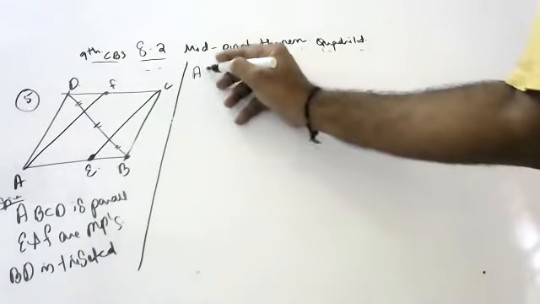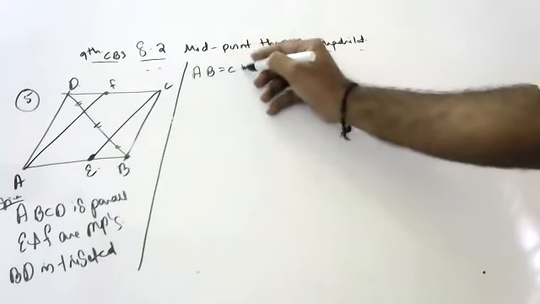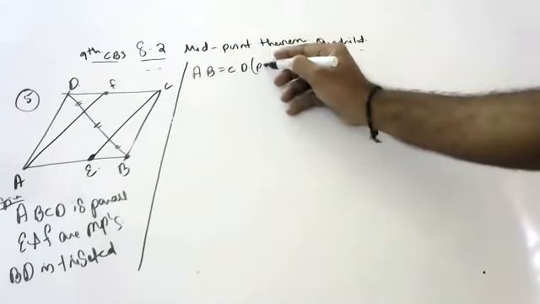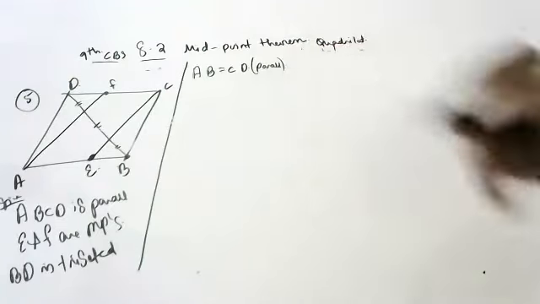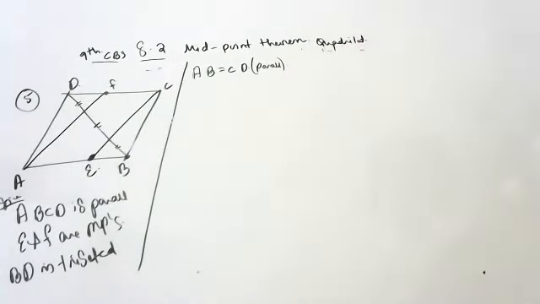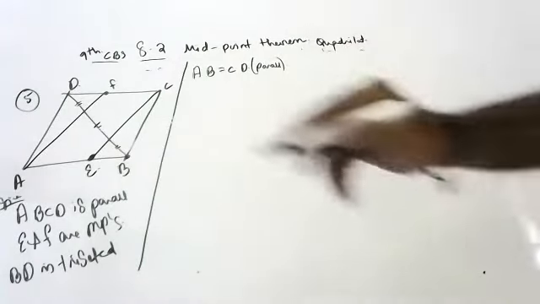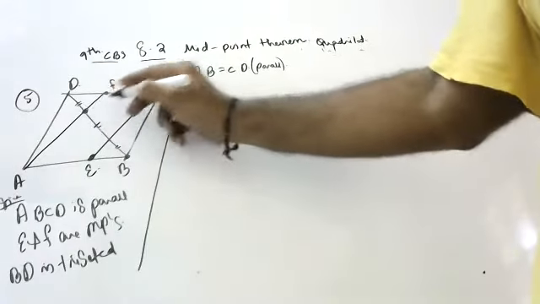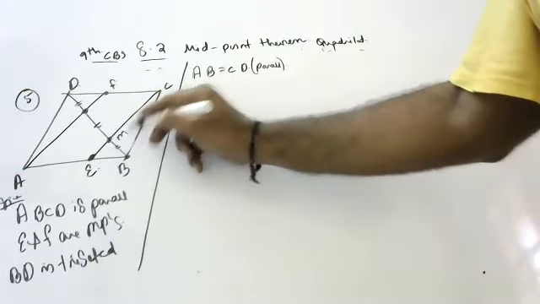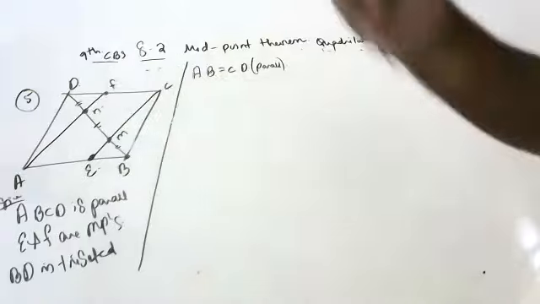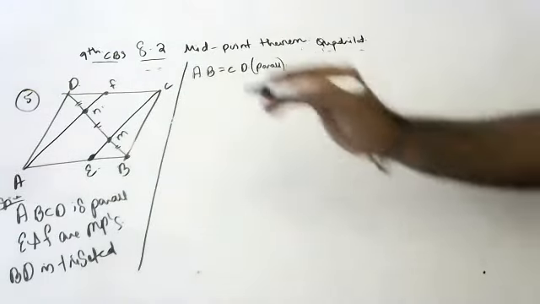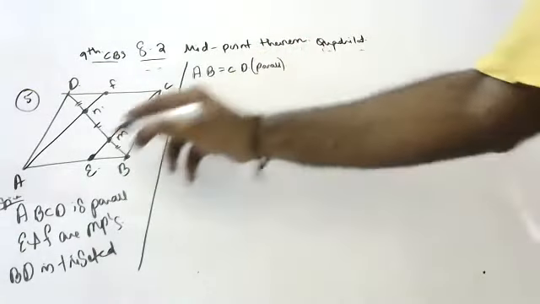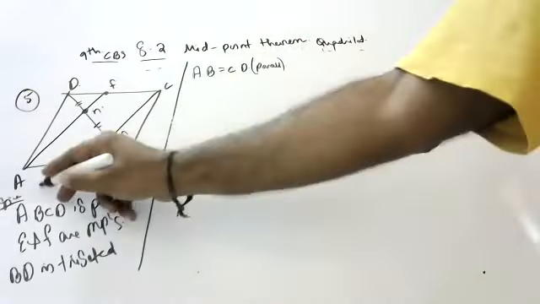Okay, sure. So AB is equal to CD, children, because it is a parallelogram. Here I will mark M, and here N, children. So ABCD is a parallelogram, children. So AB is equal to CD. This whole thing is equal to this whole thing.